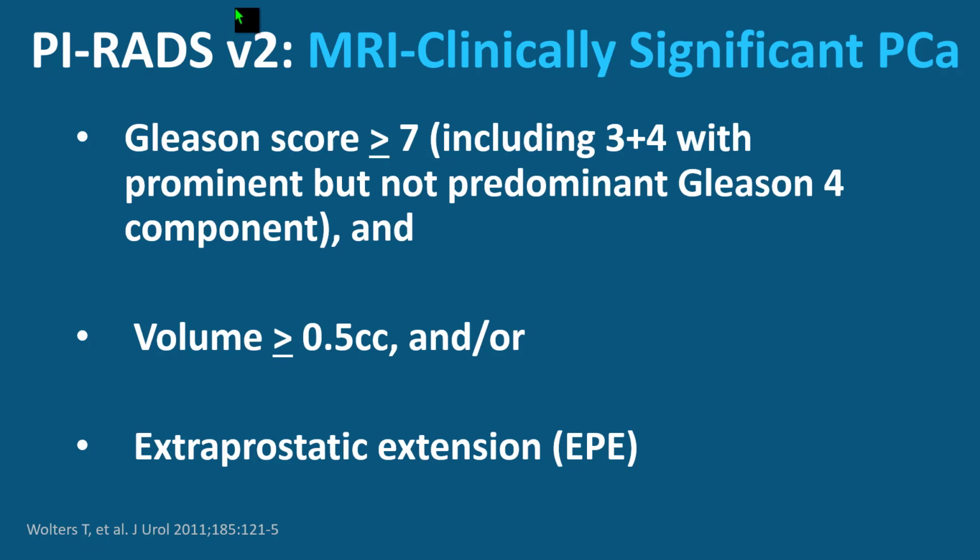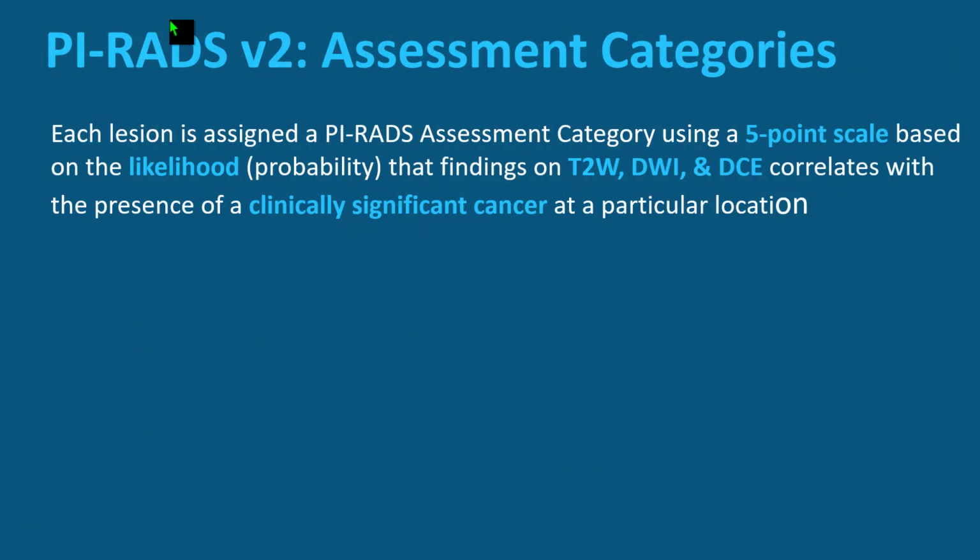We said, well, it's the Gleason score equal or more than 7, including a 3+4 with a prominent Gleason 4 component, but not predominant. Now the question is, what is prominent and what is not predominant? We do not know yet, but if you have a minor 4 component which you do not see at the MRI, we had the feeling that that was not a clinically significant cancer. The volume should exceed 0.5 cc, and of course, if you have extraprostatic extension clearly visible on the MRI, it is a clinically significant cancer.